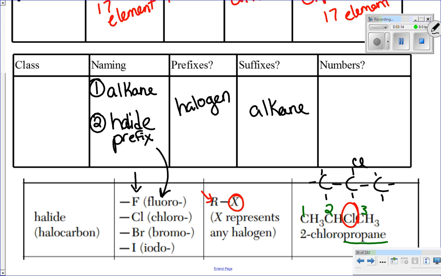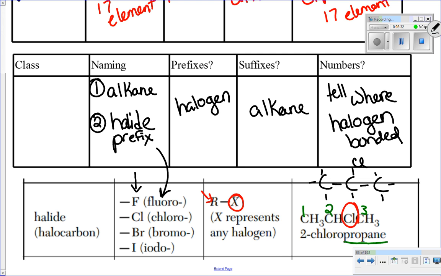You can also have halides bonded to other molecules that are not alkanes, but we will strictly be talking about haloalkanes. And you do need a number to tell where the halogen is bonded. So in our sample molecule, you see that if we number this guy number 2, that's where our chlorine atom is.